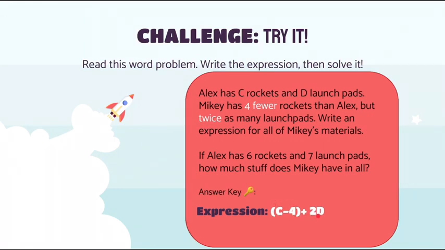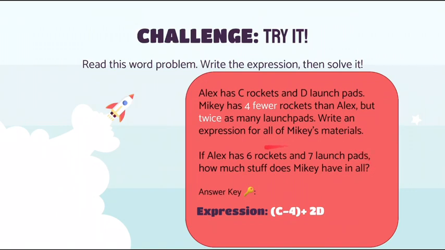Why? We can see in this problem, we are trying to write an expression for all Mikey's materials. So Mikey has 4 fewer rockets than Alex, and Alex has C rockets. So C minus 4 equals the amount of rockets that Mikey has. And the second part of this problem is that Mikey has twice as many launch pads as Alex. Alex has D launch pads, so the amount of launch pads that Mikey will have is 2 times D.